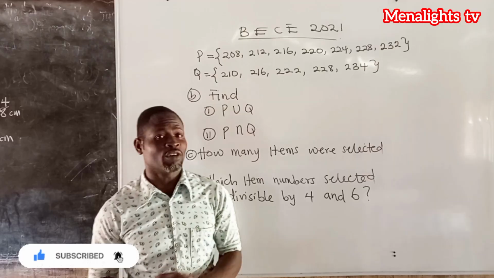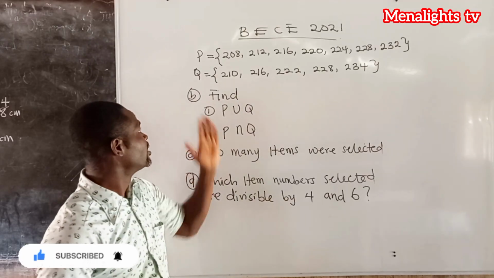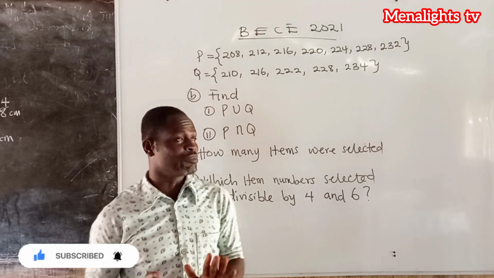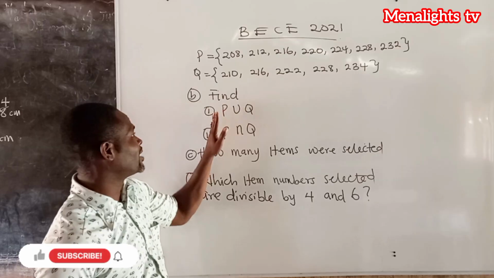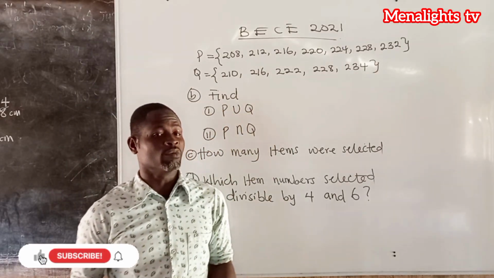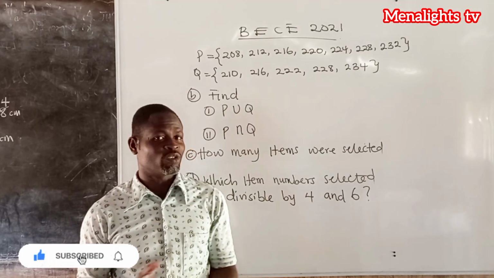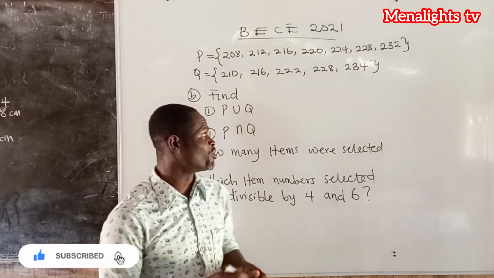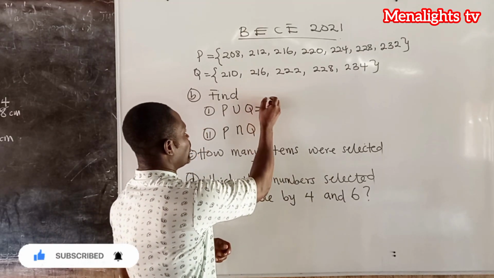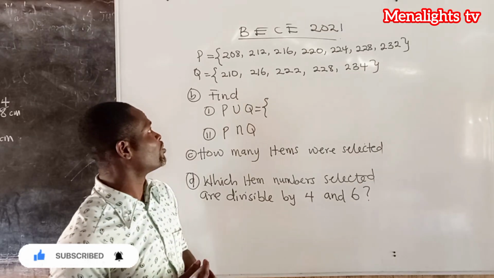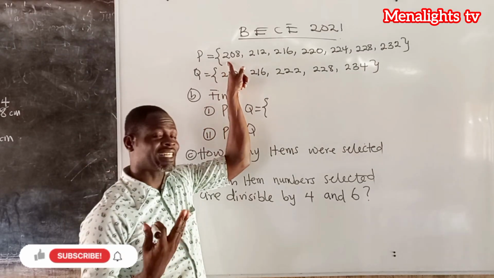So now let's continue with the second part of the question, that is question number 1B. It says find P union Q. Now when you talk about the union, it means bringing all the elements together. The elements in both sets, we are bringing them together. So let's see what we have. We want to list all of them together, starting from the smallest.